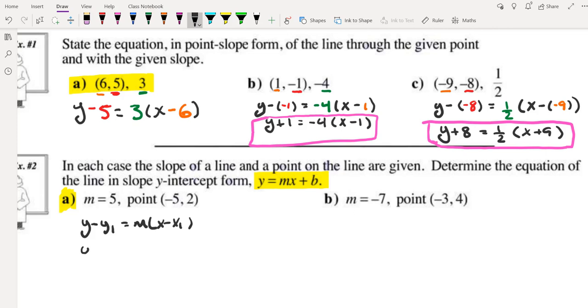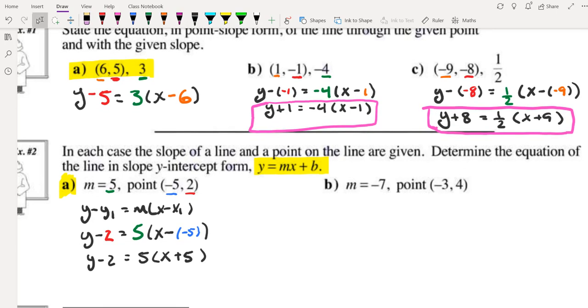So we have y minus our y value, which is 2, is equal to our slope, which is 5, multiplied by x minus our x value here, which is negative 5. Now we clean this up and get it to the format we're used to. So y minus 2 is equal to 5 times x, two negatives make a positive, x plus 5.